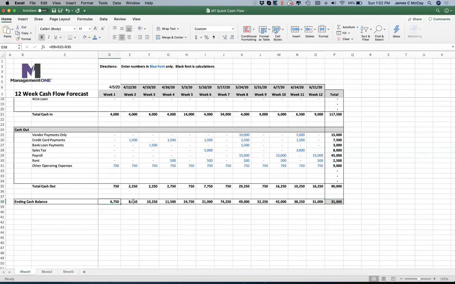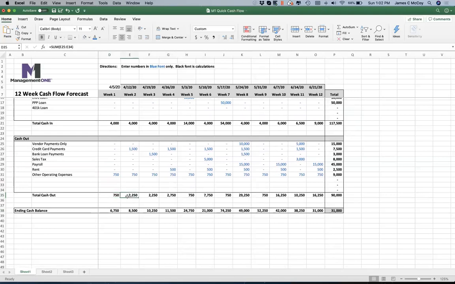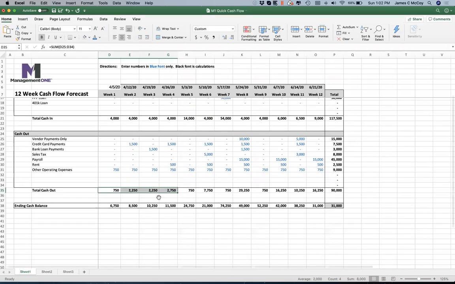But the secret here is not to have this be negative. Okay, you don't want the ending cash balance to be negative at the end of any week. Okay, and some people would keep a minimum balance. They feel safe with 10 grand or feel comfortable with 5 grand. And maybe you could feel comfortable with 2 weeks worth of cash out as your bank balance. So it takes 2 weeks to get more cash, or you might feel you need 4 weeks of expenses on hand or cash out on hand.